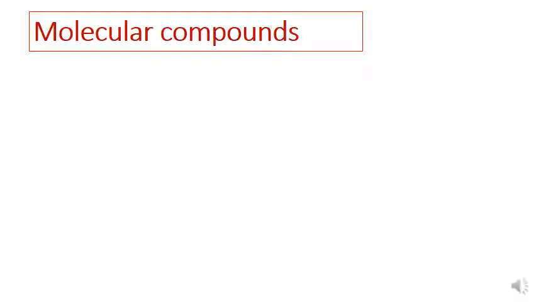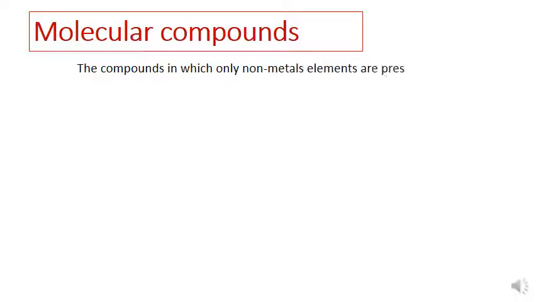And molecular compounds are those compounds which have molecules. Now, let's talk a little bit about the definition of a molecular compound. A compound in which only non-metal elements are present is usually a molecular compound. How would we know whether a compound is molecular or not? As we mentioned earlier in our theory classes, the periodic table has two sides. One is the metal side, the other is the non-metal side. The non-metals are on the right side, and the left side is metals.